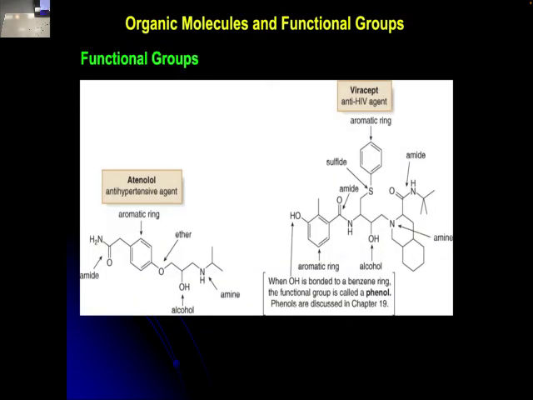All right, last slide of the day. Getting at the end here. You have a list in your book of functional groups. You need to memorize those functional groups. I knew we wouldn't have time to go through the whole list today. We'll pick up with that again on Monday. But here's some of those functional groups in real organic molecules.